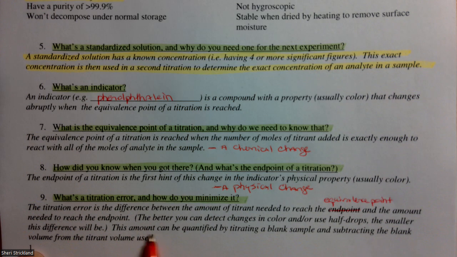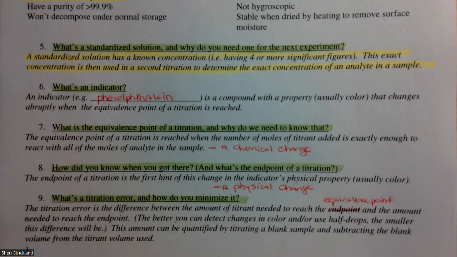So this difference can be quantified by titrating a blank sample and subtracting the blank volume from the titrant volume used. All right, so that's the basic story on the principles of volumetric analysis, some of which you've used and some of which you will use.